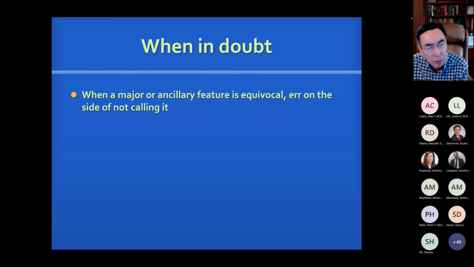If the finding is equivocal or we're not sure, for example, if we're not really sure there's arterial phase hyperenhancement and yet we call it, what happens is our specificity for HCC drops, and then LI-RADS is not as accurate. So as a general rule, all of these findings need to be pretty convincing for us to call it. Otherwise, we're going to be less accurate.